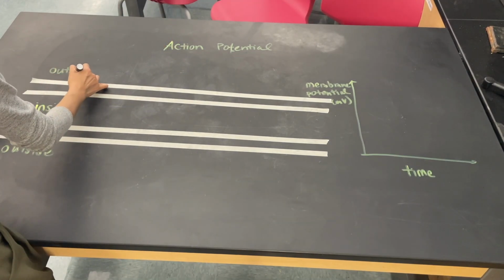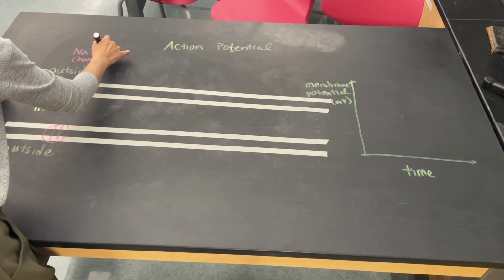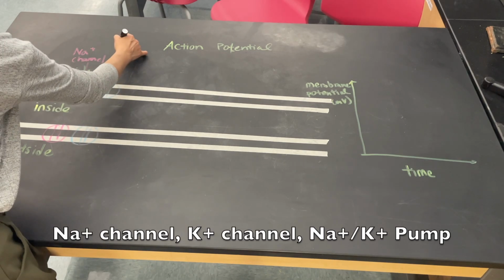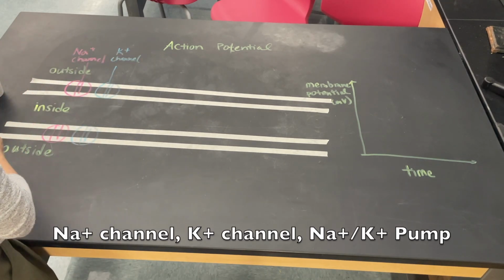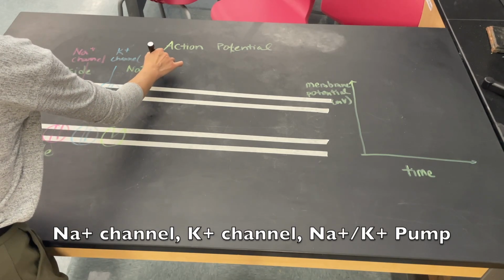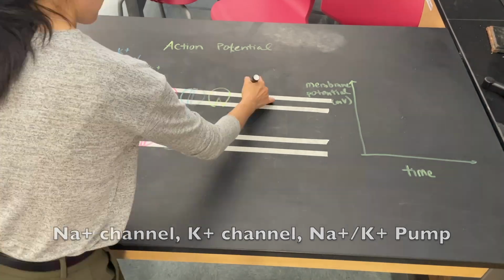And I'm going to be labeling the three different types of proteins that are on the neural membrane. The first one is a sodium channel. The second one is a potassium channel. And the last one is a sodium-potassium pump. And I'm going to be drawing two more sets of these along each side of the membrane.